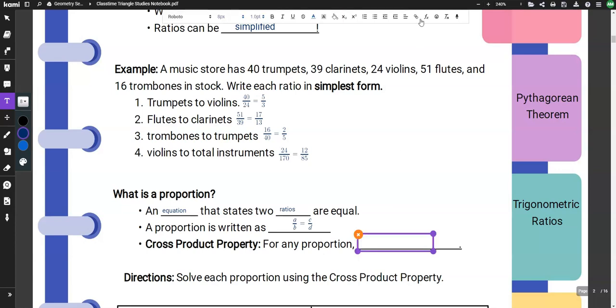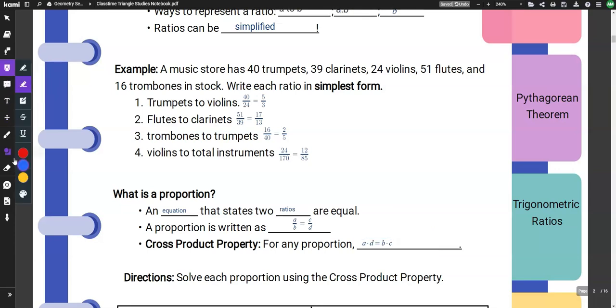So what that is, is that A, which is the numerator of the left hand, times the D, the denominator of the right, is equal to B, the denominator of the left, times C, the numerator of the right. When you originally learned this, you may have heard it called the butterfly method because if you circle these terms or highlight these terms like that, it looks vaguely like a butterfly. But we call it cross product because we are multiplying across, diagonally across.